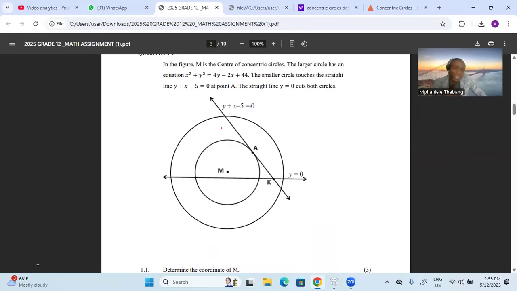I'm going to say, let us find the center of the larger circle. We are going to look for the coordinates of the center of the larger circle. And we have the equation of this large circle. I'm going to write it down because they gave it to us here. What is the equation of the larger circle? It is x squared.